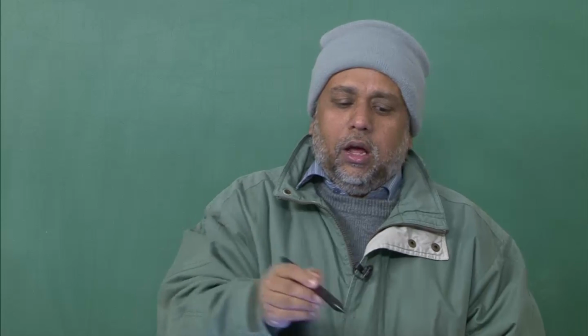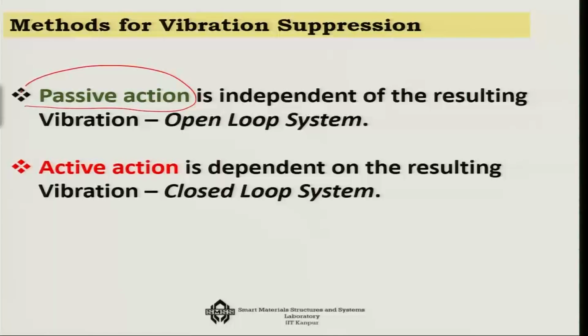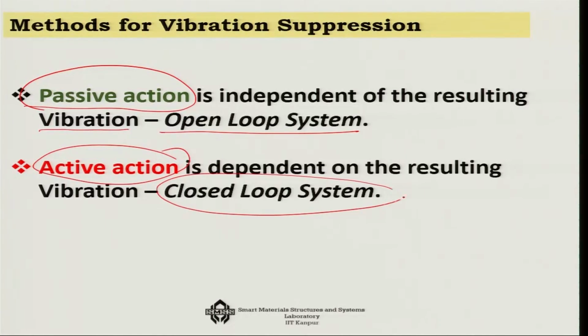Now, what are the ways in which I can control this vibration? Because now we know how to quantify the vibration. The control of vibration can be either through a passive action, which means it is independent of the resulting vibration response, and we call it an open loop system, or it can be an active action where it is dependent on the resulting vibration, and we call this a closed loop system. So there are these two strategies.